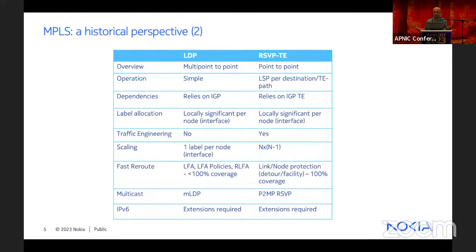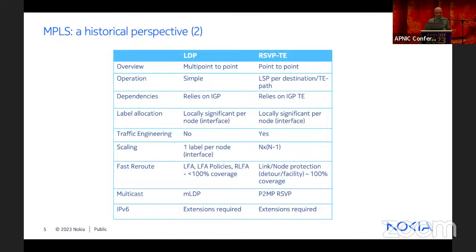So for every pair of points in your network that need to communicate with each other, you need to have an RSVP-TE tunnel. From an operational perspective, LDP is very simple, RSVP-TE not so. Like I said, every pair of devices or provider edge devices that need to communicate need to have a tunnel that is actually set up beforehand. Now, from a dependency perspective, LDP relies on the IGP, which is fine, right? It gives you the shortest path first kind of forwarding. RSVP-TE does rely on the IGP for things like distributing traffic engineering information through the IGP.